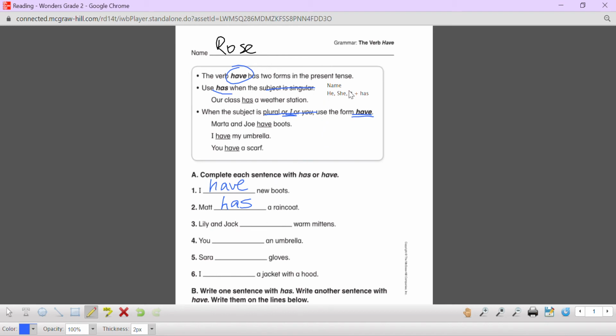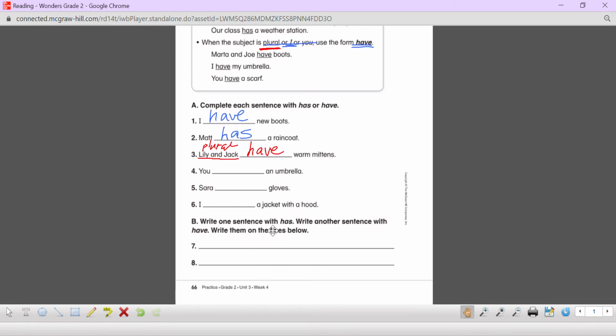They are singular names, but do I use has? No. Remember, this time I have two people, so they are no more singular. They are actually plural. And if we see here, if the subject is plural, we use have. Plural means more than one. So be careful when you finish the rest of the questions here.